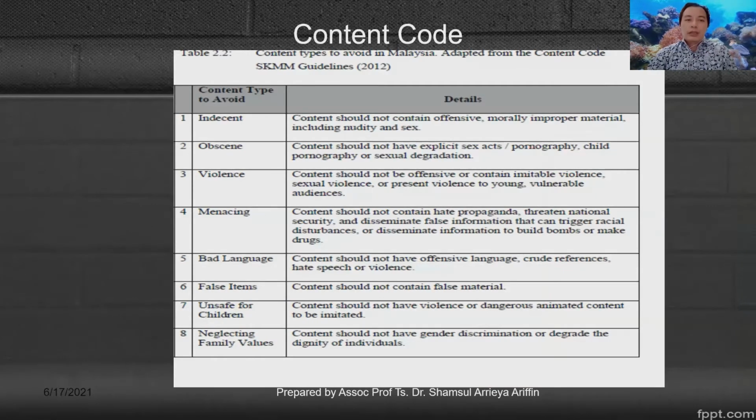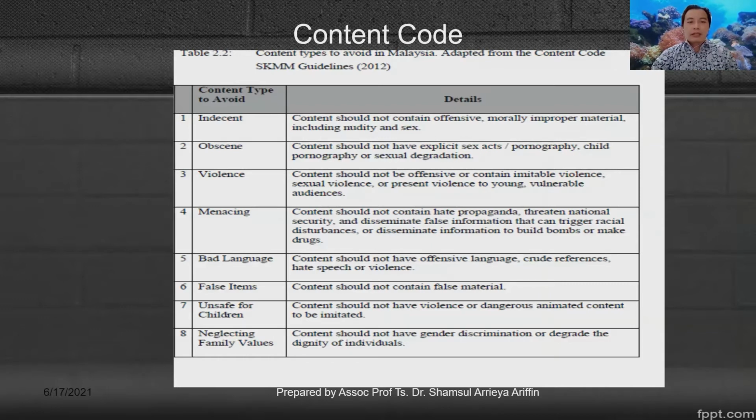Now we go to the content code. This content code is content types to avoid in Malaysia, and I adapted it from the content code SKMM guideline, which is MCMC. It's telling you these are amongst the content types to avoid, like indecent, which is immoral, offensive, all those you cannot write.